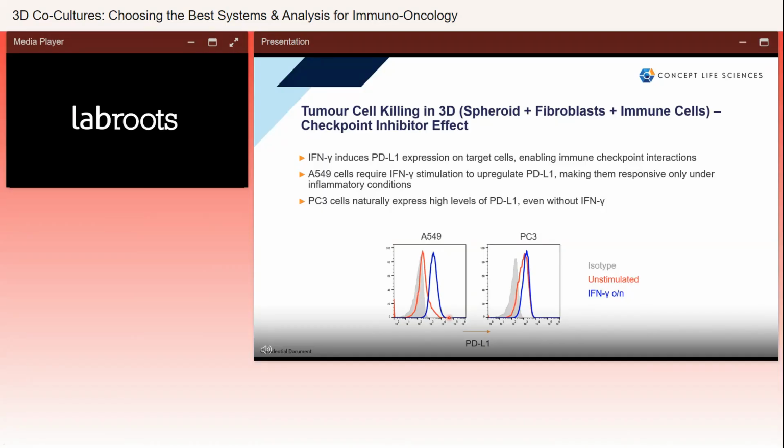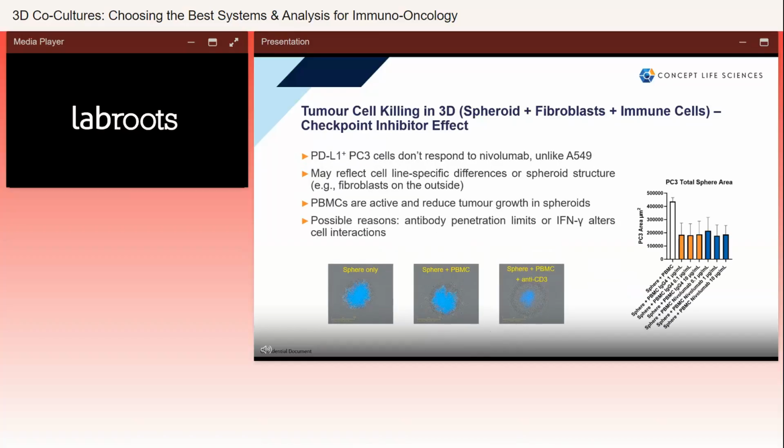So we thought, well, okay, what happens if we look at another cell type? PC3s are documented to express PD-L1. Again, we've shown that exposing them to interferon gamma doesn't make that big a difference. It's essentially just slightly higher on a few of the cells.